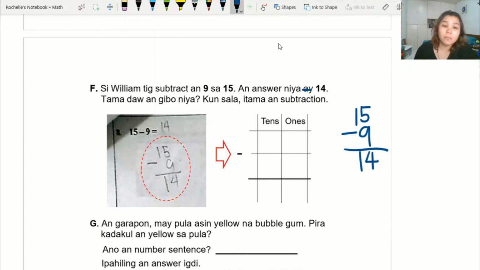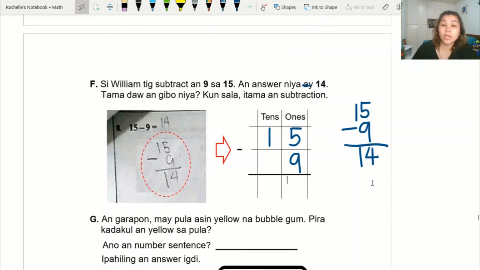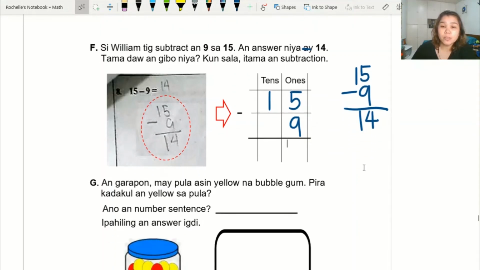Is this correct? If you think this is correct, you don't need to answer this part. But if it seems wrong, write it again. Isulat ulit. 15 minus 9, and then you solve. So, clue. 15, bawasan daw ng 9, magiging 14. Would that give a correct answer? So, pause so that you can answer this properly, and then you just resume if you're ready for part G.